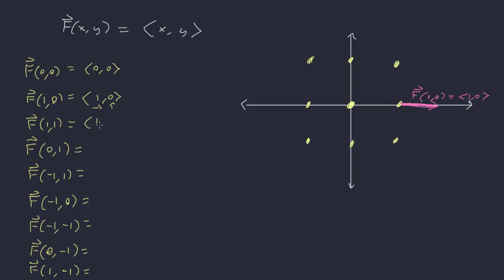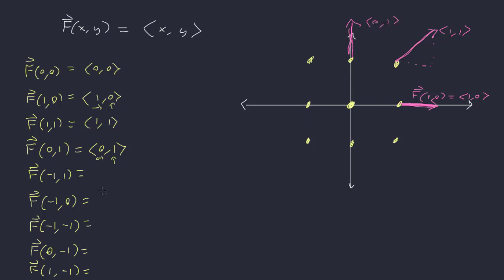Okay? So at the point 1, 1, we get the vector 1, 1. So the vector should go over 1 and up 1. All right, so here's the vector 1, 1. When we plug in 0, 1, we should get the vector 0, 1. So that means we go left or right 0, but we go up 1. So this vector goes up 1. All right, so there's the vector 0, 1.